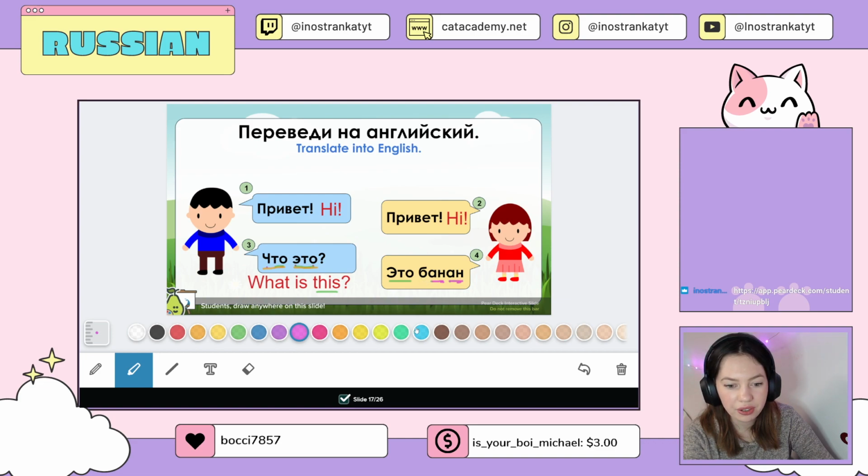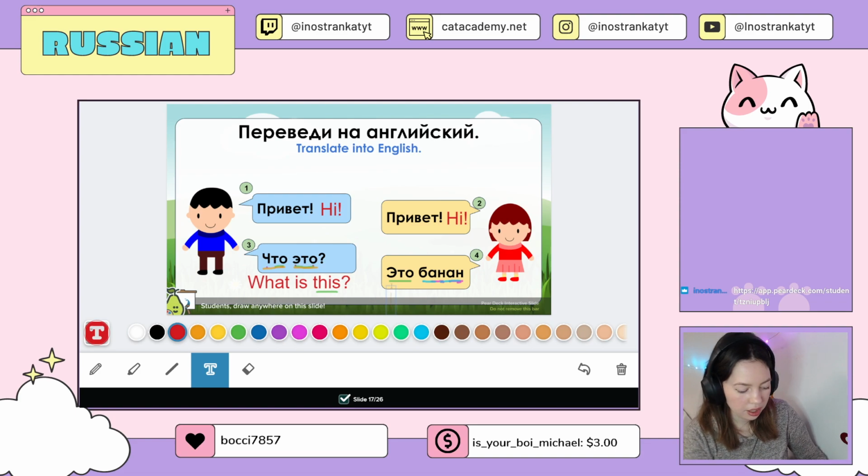Now we have to figure out the first letter. The first one is B. So B, an, banan, banan. So we can say this is a banana.